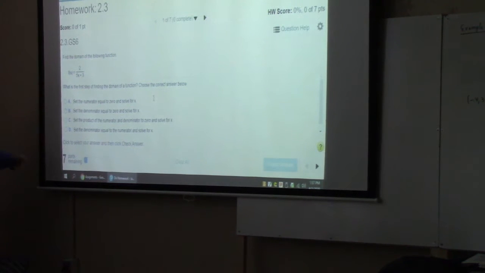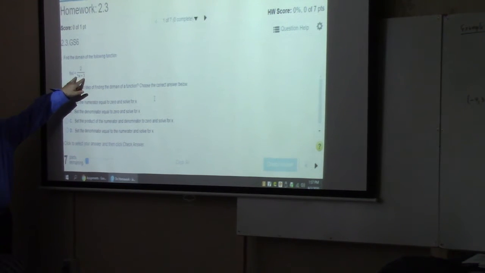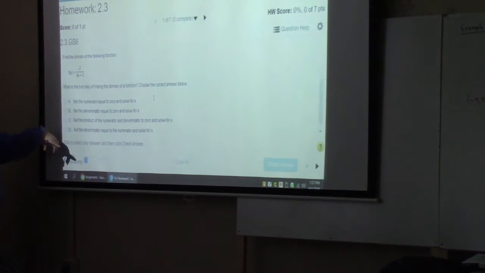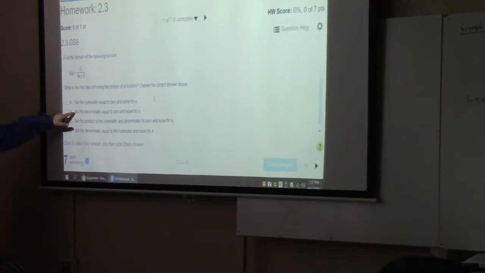So here, we need to make sure the denominator is not 0, right? So the answer would be what? Set the numerator equal to 0, set the denominator equal to 0, and solve for x. Which one of these? Set the product of the numerator and denominator, set the numerator, it should be b, right? We should set the denominator equal to 0 and solve for x. That will tell us which point we need to avoid.